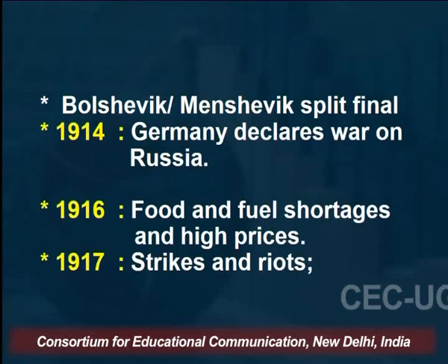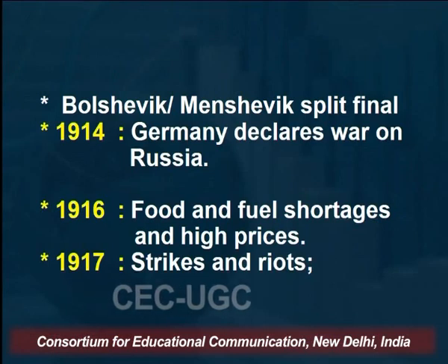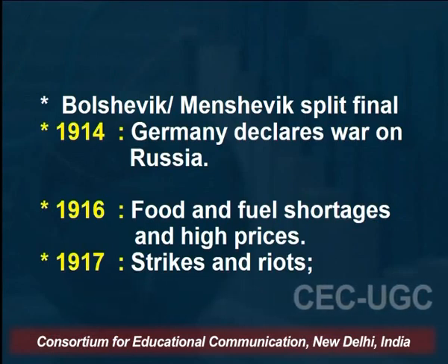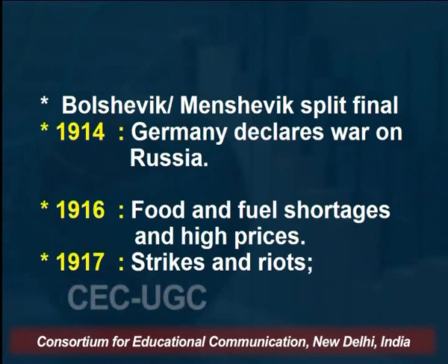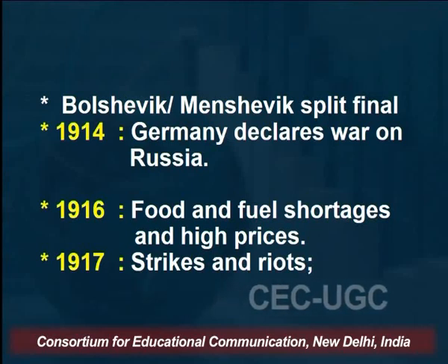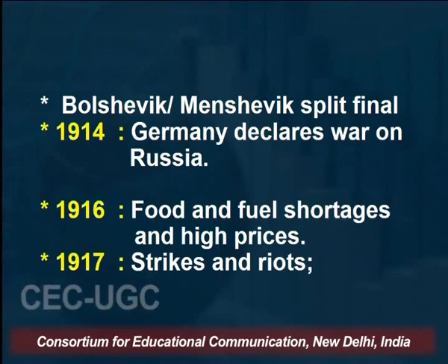In 1914, as we all know, the world witnesses the First World War, often called the Great War. And in the year 1914, Germany declares war on Russia. In 1916, there is rampant dissent because of opposition by the people, because of the food and fuel shortages and the issue of skyrocketing prices. The high prices made people come out to protest.